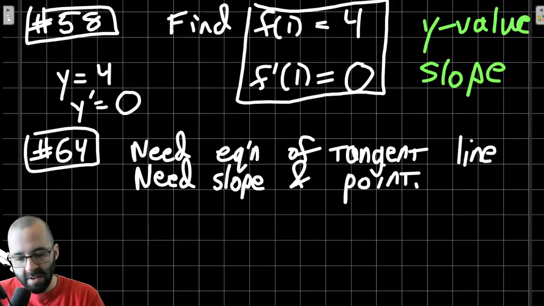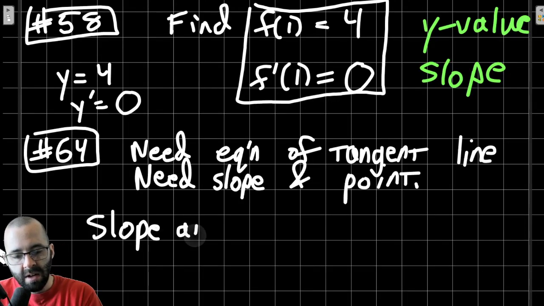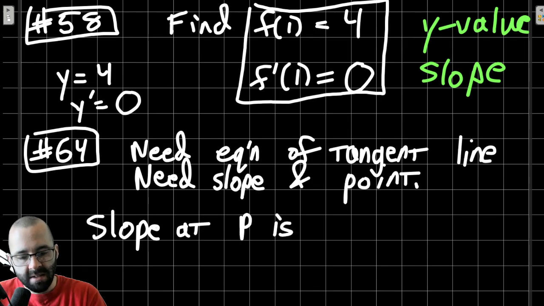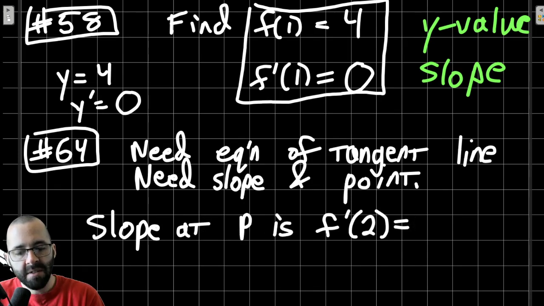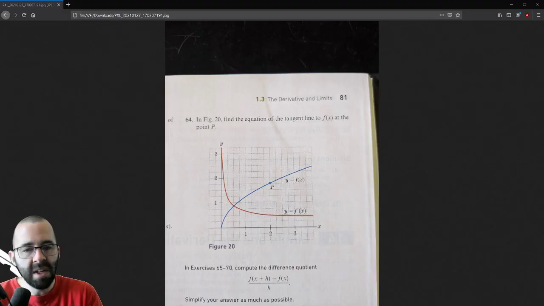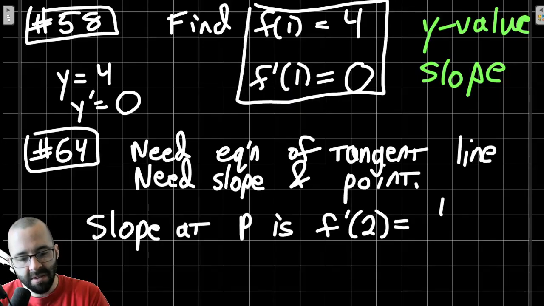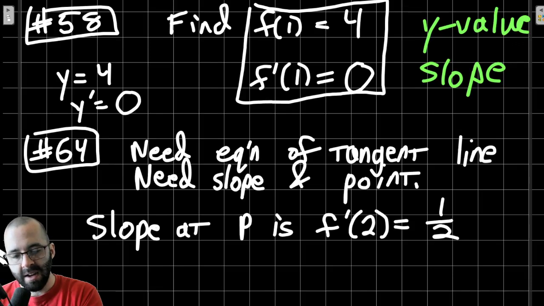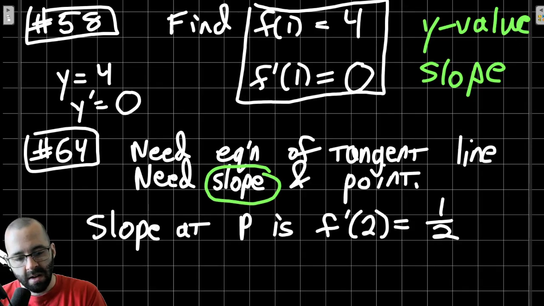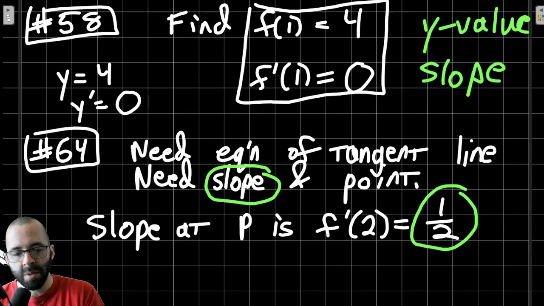Unpack that. Right? The slope at P is f prime of 2. Right? P is when x is equal to 2. So what is the value of f prime? What is the value of the red graph at this point P? Well, we just go over and see what's the y value. It's 1/2. Great. The guess was correct. But f prime of 2 is equal to 1/2. So that right there is our slope. Now all we need to do is find a point.